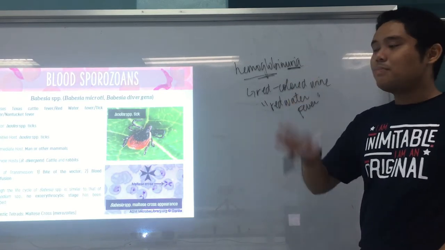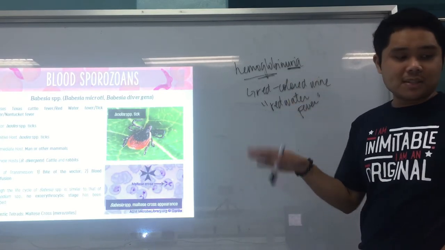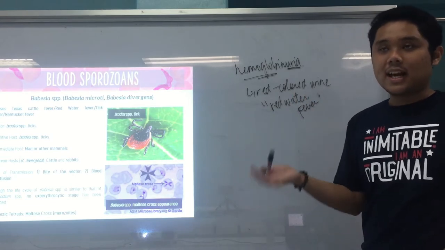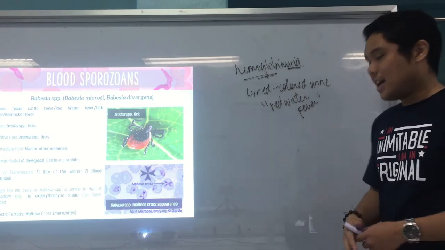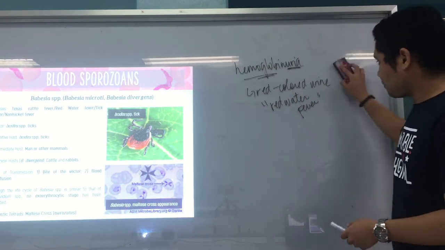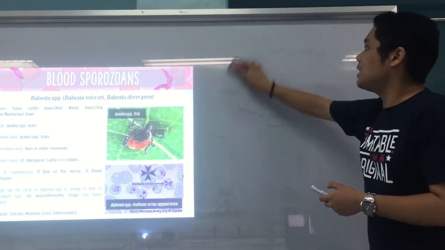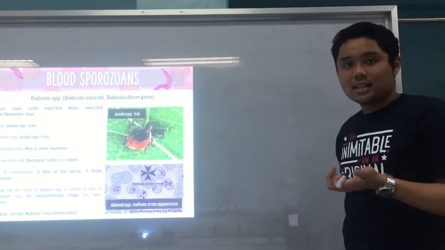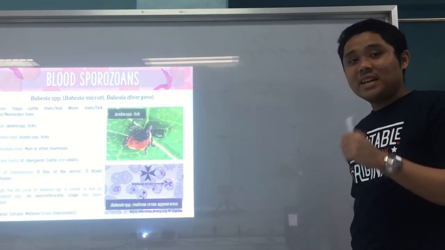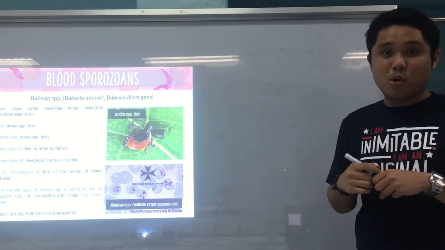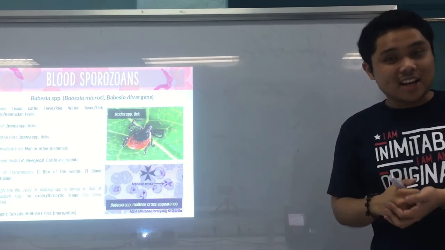Between Babesia microti and Babesia divergens, divergens is more fatal in terms of its infections. And aside from that, what is the vector of your Babesia? It's your Ixodes ticks. Now, aside from Babesia, these Ixodes ticks also harbor bacteria.